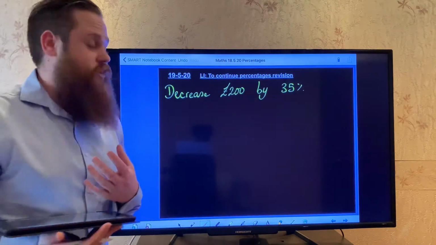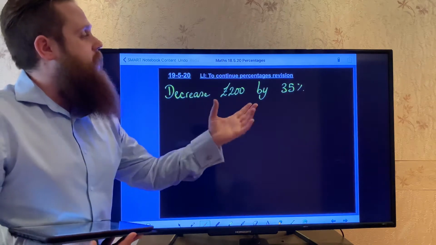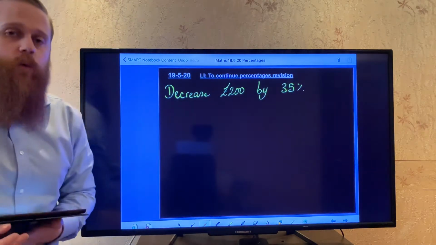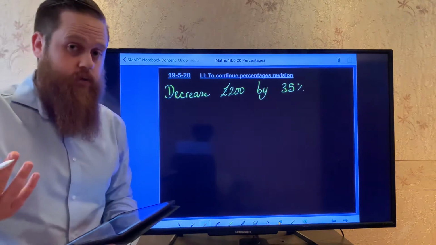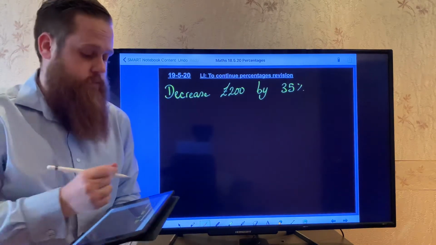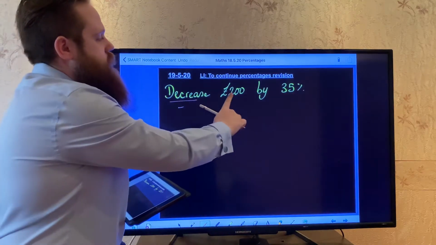Okay then, let's have a look at the next one. Again, a word that I came across yesterday, okay? Decrease. Decrease £200 by 35%. Well, it's very, very key that you understand what decrease means. And it means go down. So this one is going to be subtracting. So I need to decrease £200 by 35%.